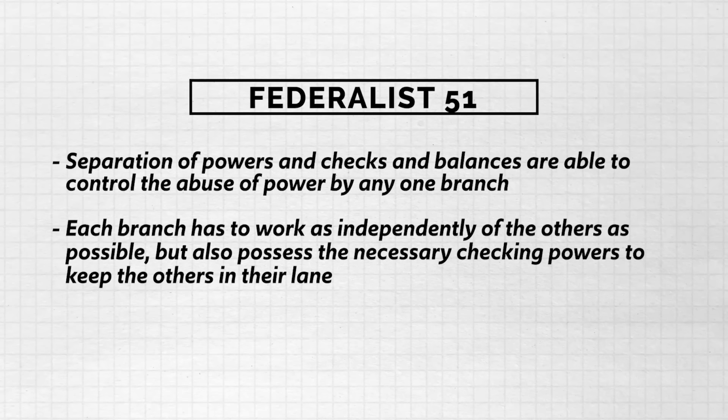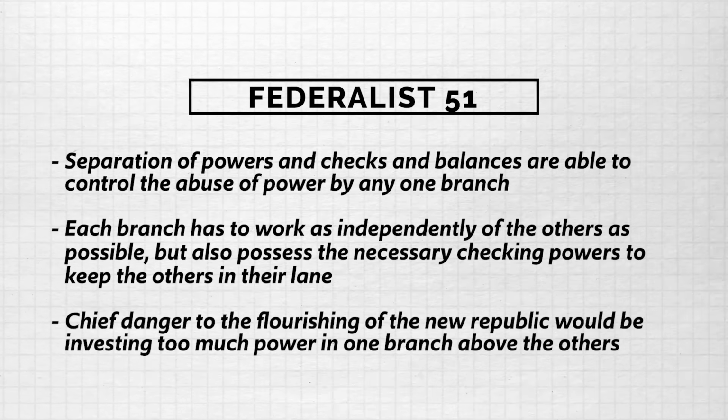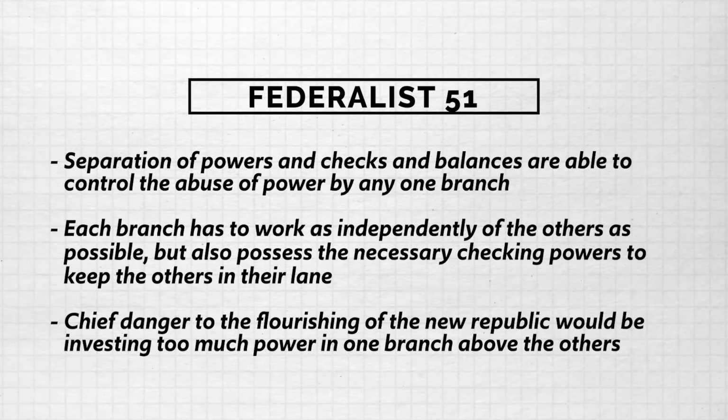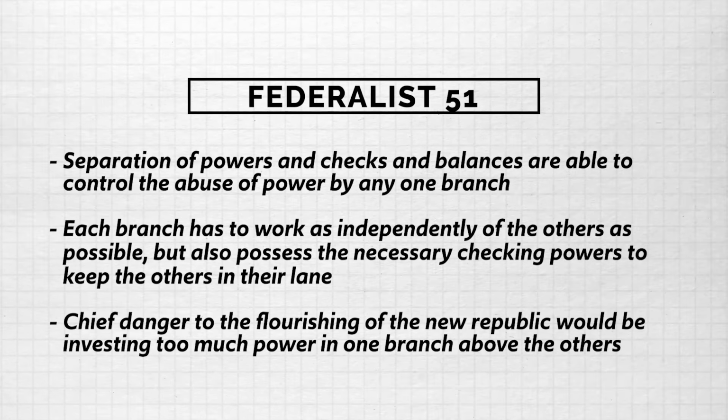In fact, in Federalist 51, the chief danger to the flourishing of the new republic would be investing too much power in one branch above the others. So that's why, despite how slow it can be, the framers took great care to invest each branch with roughly equal power and to give each branch power to check the others.